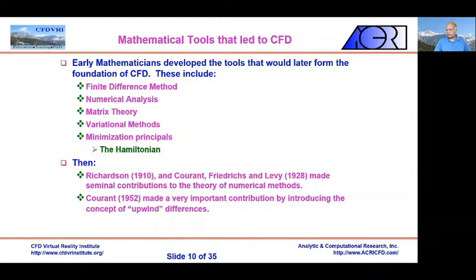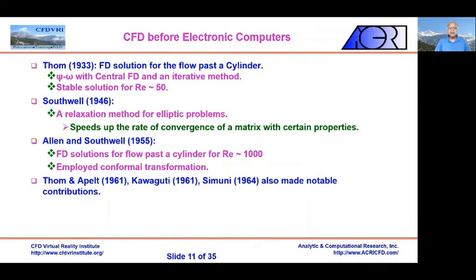Richardson, Courant, Friedrichs, and Lewy had made seminal contributions to the theory of numerical methods. And then one very important development that occurred was in 1952, when Courant introduced the concept of upwind or one-sided differences, which was to prove very useful in the development of CFD for high-speed flows. Believe it or not, before electronic computers came, CFD was being done. We just didn't call it CFD.